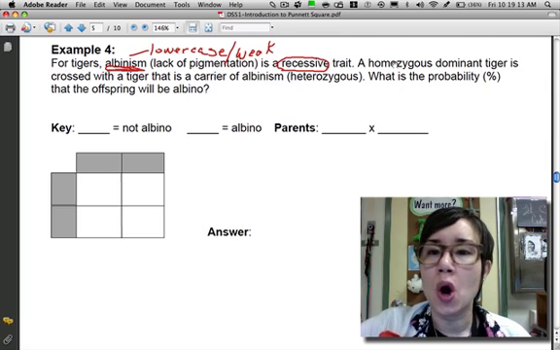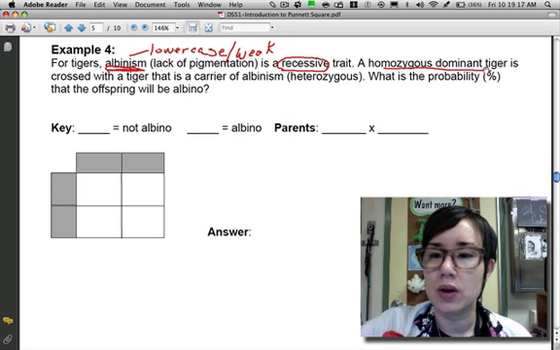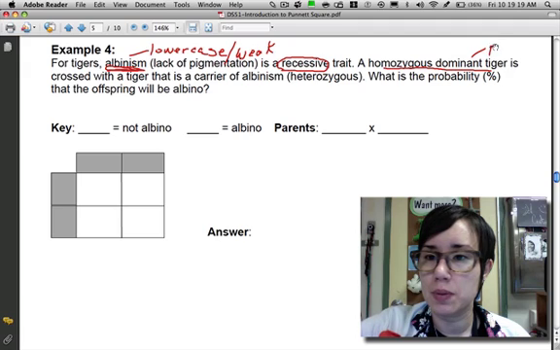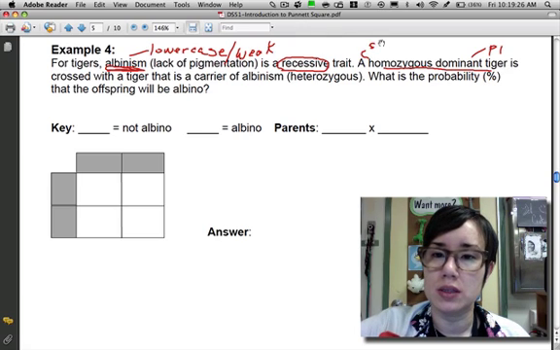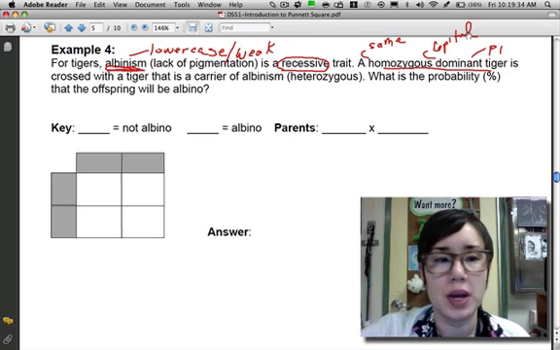Then it says a homozygous dominant tiger. So this right here is parent number 1. So I'm going to write P1 so that I don't get confused. And I'm also going to write a reminder for myself. Homozygous I know means the same. And if it's dominant, I also know that it's capital. You guys need to be writing this on your paper as well.